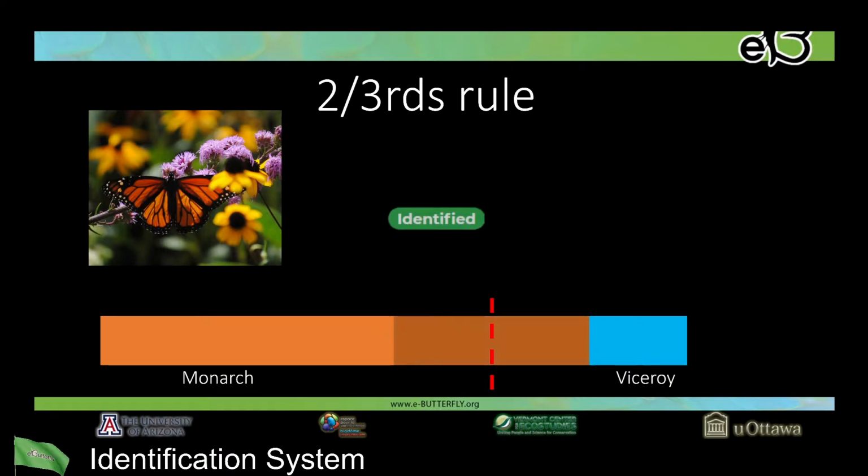Now, let's say a third user comes in, and that user agrees with me that it is a monarch. So now I have my vote, the other user's vote, and we both go against viceroy. That overpowers that two-thirds rule. So even though I have this minority saying that it was a viceroy, this record gets identified as a monarch in this case.